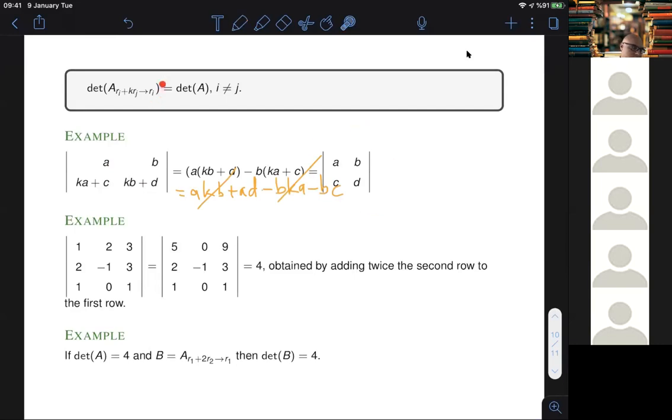People usually confuse this elementary operation and multiply the determinant by k. So don't do this, okay? This is a mistake, so you should be careful about this. When you do this elementary row operation, the determinant does not change. Later we will see a method to compute determinants using these elementary row operations. Okay, it's very handy.